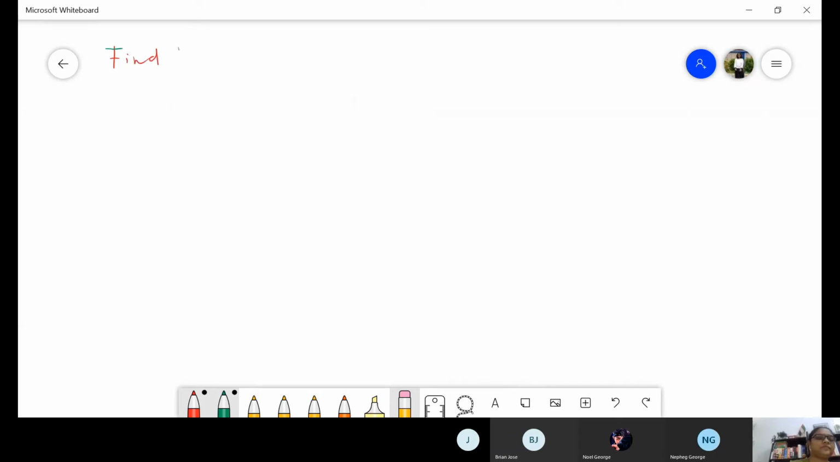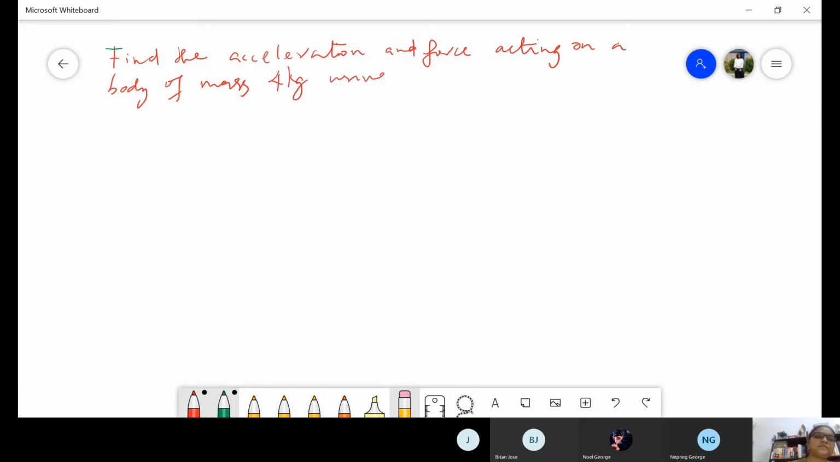Find the acceleration and force acting on a body of mass 4 kg using the following VT graph. VT graph means velocity time graph.